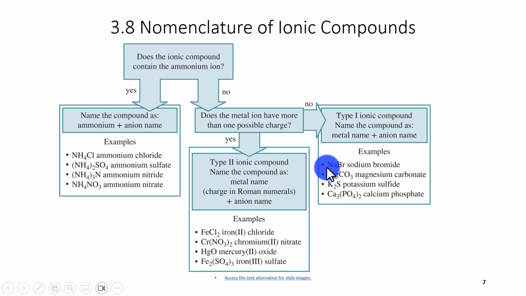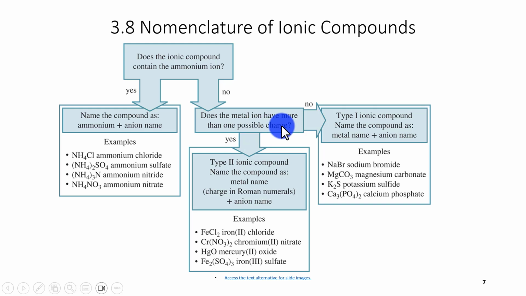Here are some examples. Sodium is group 1. It will always form a +1 ion, and therefore, I don't need to specify the charge. All I have to do is name the metal, sodium, and then name the anion, the nonmetal, by truncating it and adding the -ide ending. So bromide, from bromine, I cut off the -ine ending, and I add -ide, and so on and so forth for the rest of these.